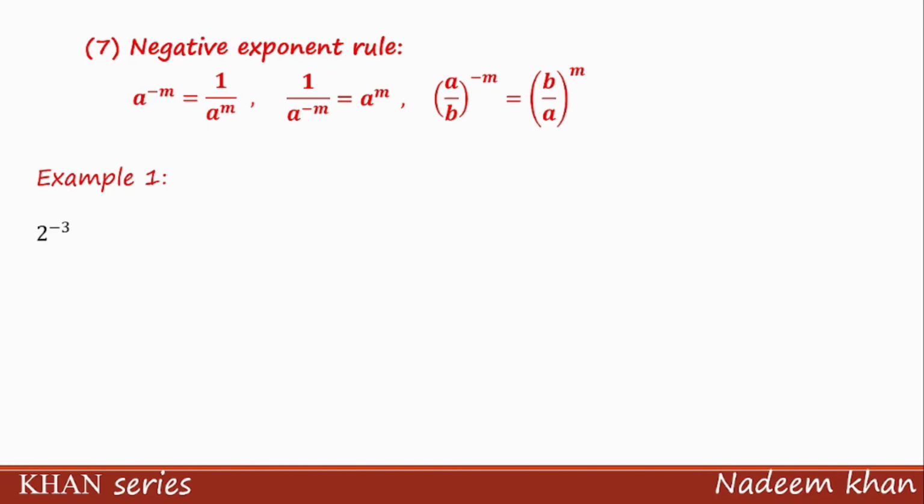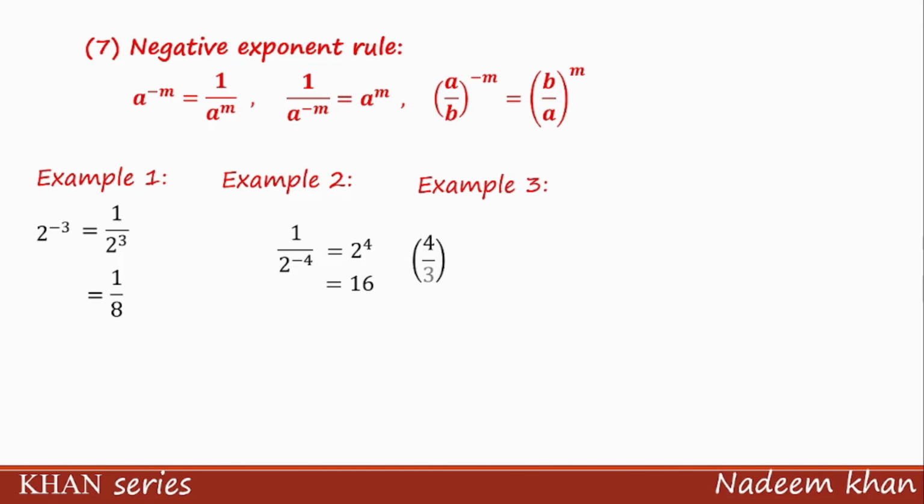Example 1, 2 to the power minus 3. We take the reciprocal and make the exponent positive. We get 1 divided by 2 to the power 3, which is 1 divided by 8. Example 2, 1 divided by 2 to the power minus 4. Again, we take the reciprocal and make the exponent positive. We get 2 to the power 4, which is 16.